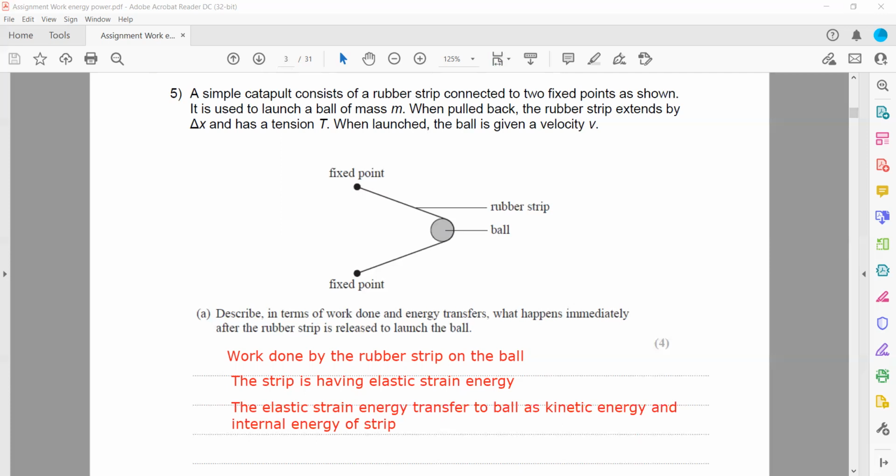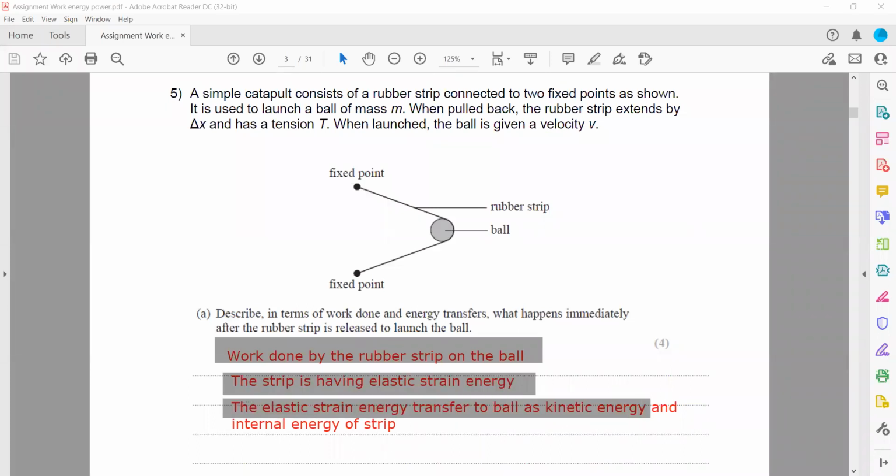So how will you get these 4 marks? The one mark when you mention work done by the strip. The second is the strip is having elastic strain energy. The third is it is transferred to kinetic energy of the ball. You have to mention the ball, I did not mention it here. And internal energy of the strip. But yes, I mentioned the ball is there, kinetic energy and internal energy of the strip.